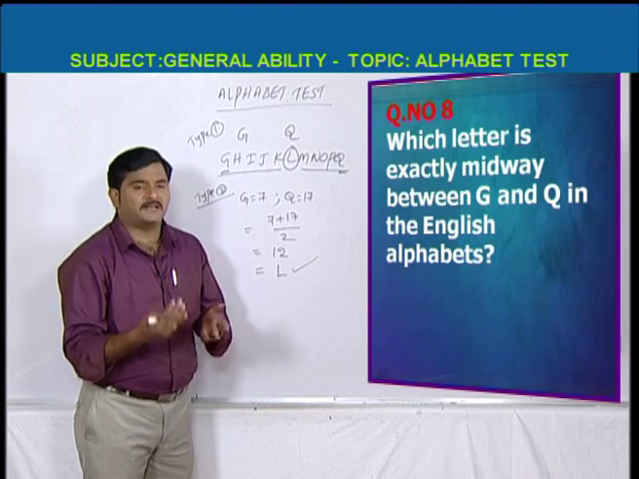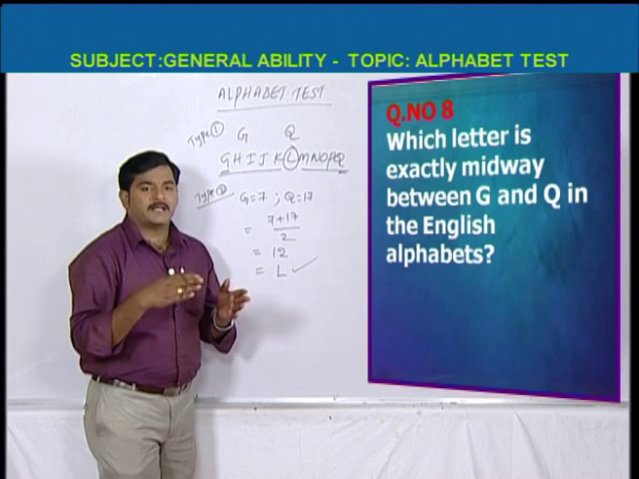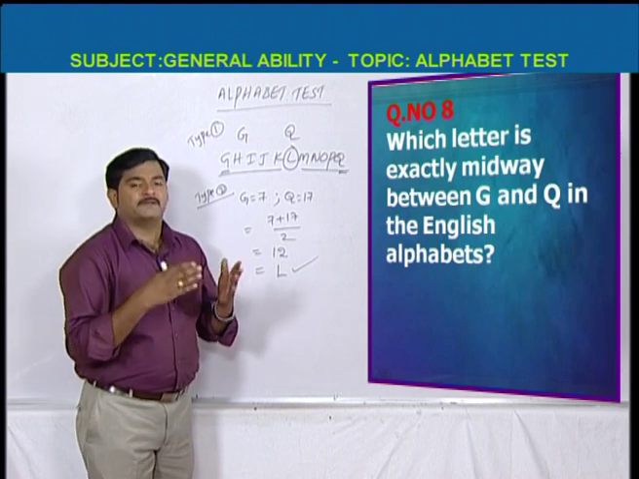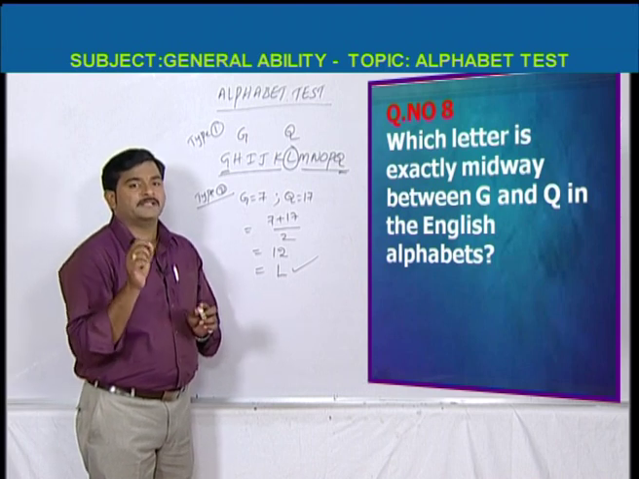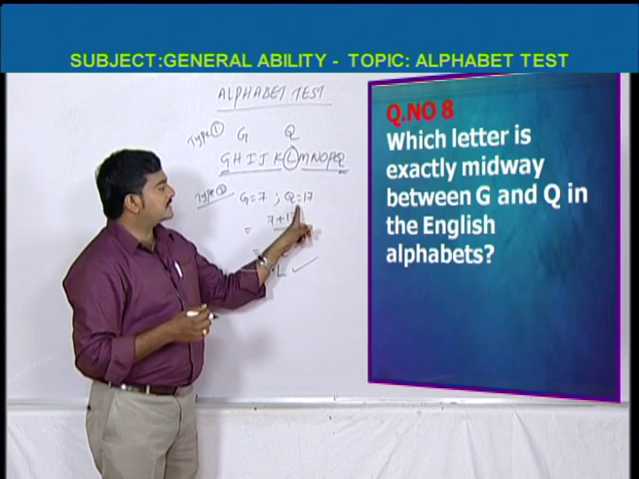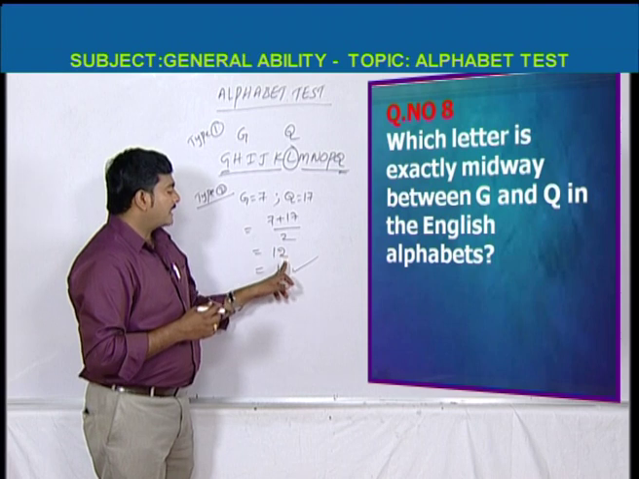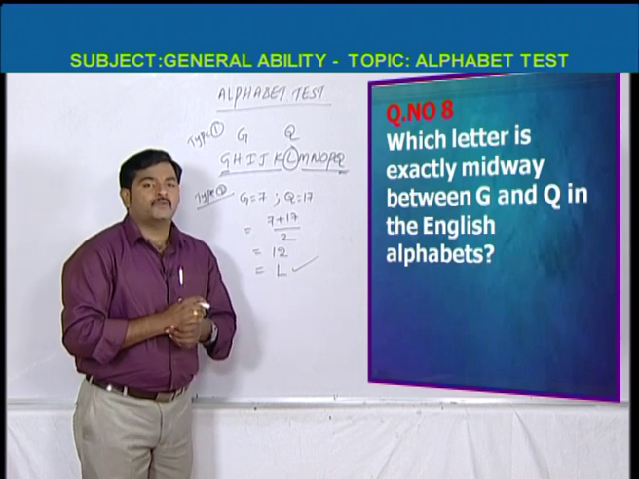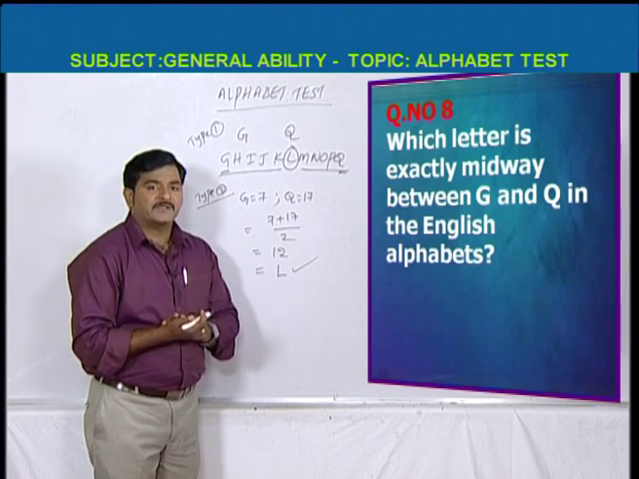Whatever letters he gives, whether A and B, B and Y, X and Z, or I and T, first you have to take the corresponding numbers. Here G and Q are given. G means 7, Q means 17, and taking half of the sum, I am getting 12. So the 12th letter in the English alphabet is L. This is the procedure.